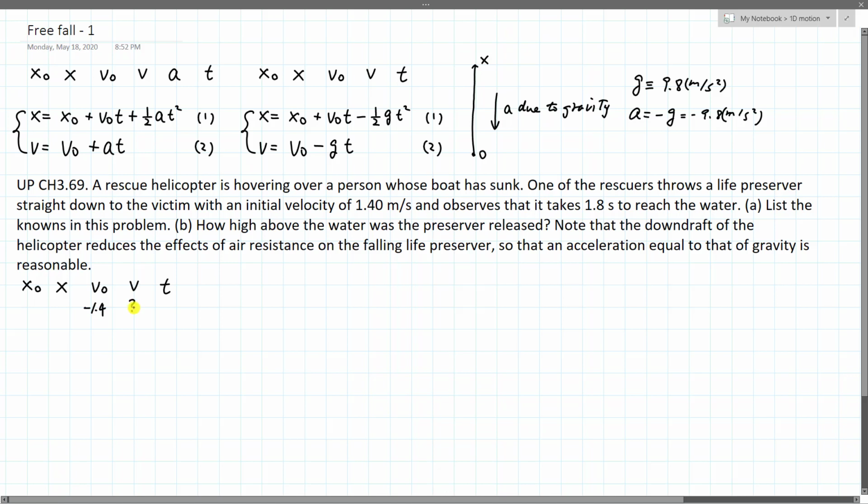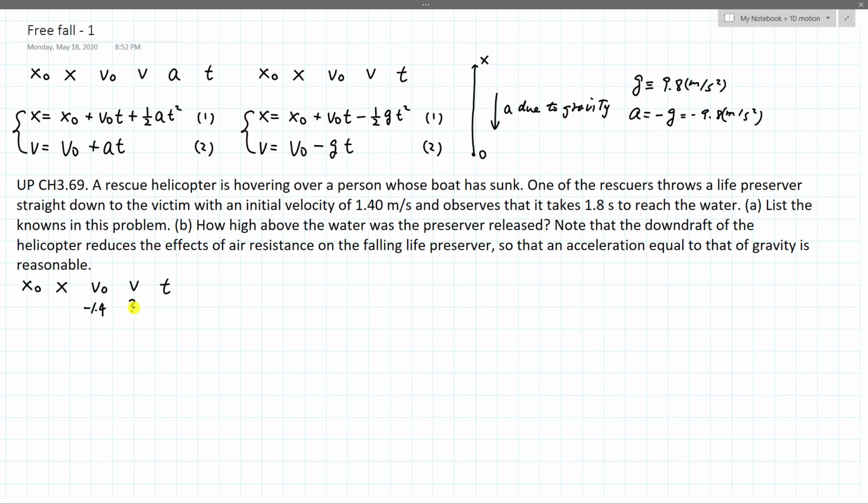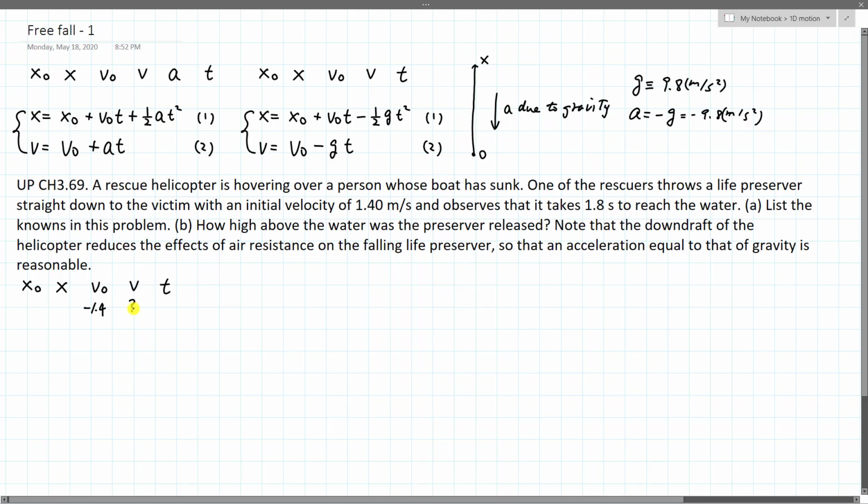You might think that it is 0, but that is only after it has impacted the water surface and maybe floated a little bit before it actually stops. So we're just talking about right before the life preserver hits the surface, when it was still under just gravity. And the time it takes is 1.8 seconds. Okay, so apparently we have too many unknowns. We have 3, and we only have these 2 equations to solve.